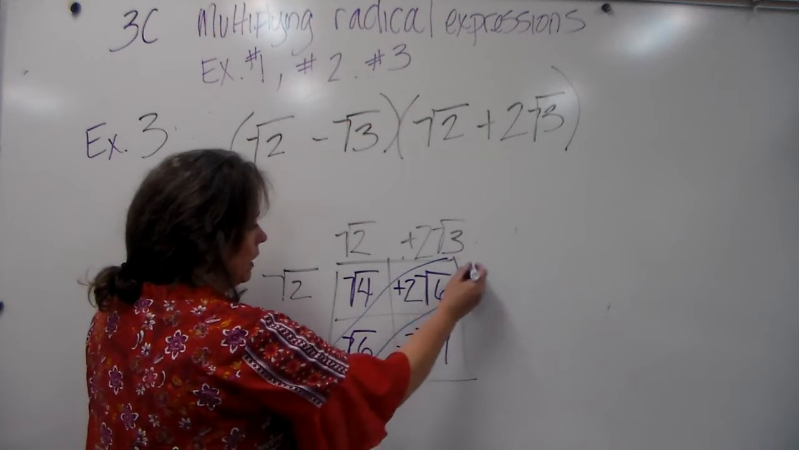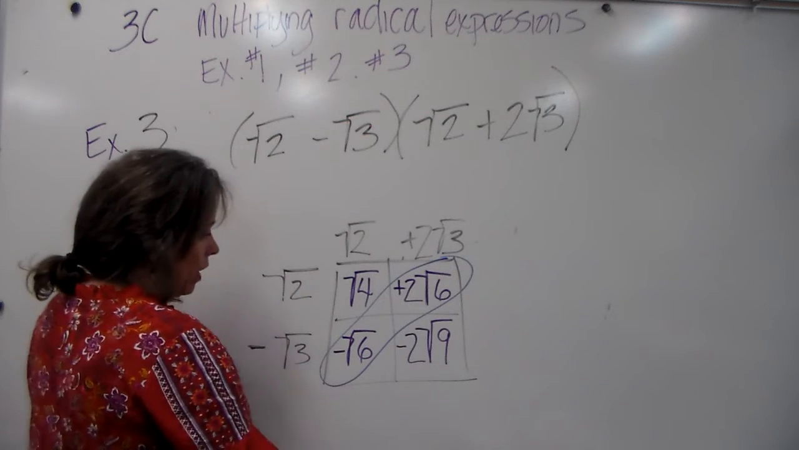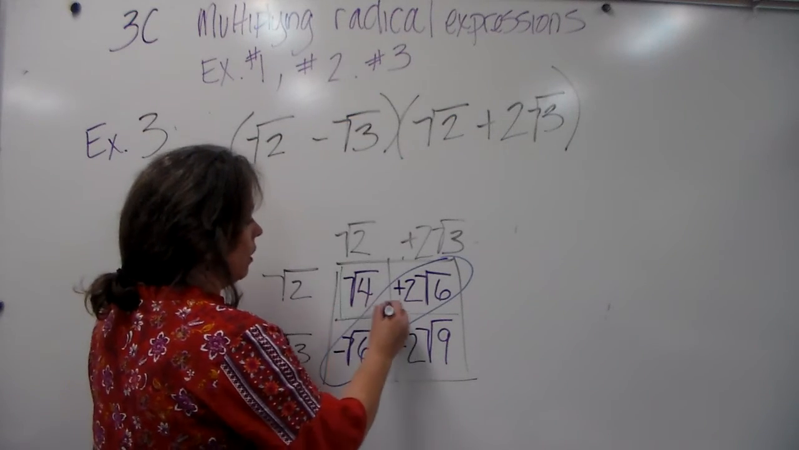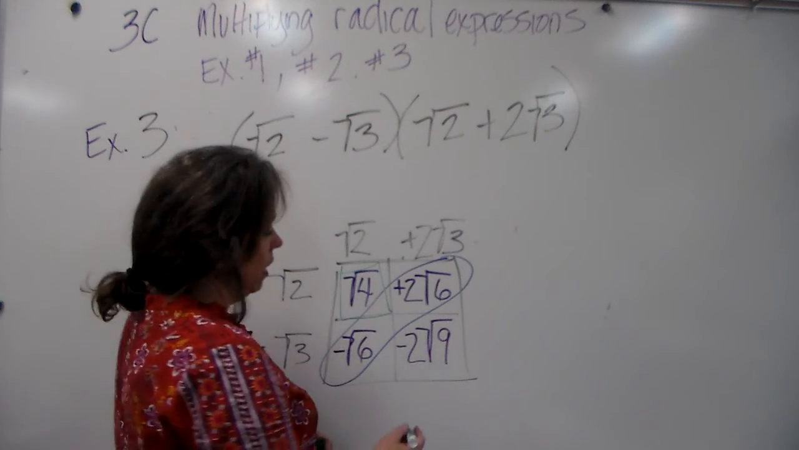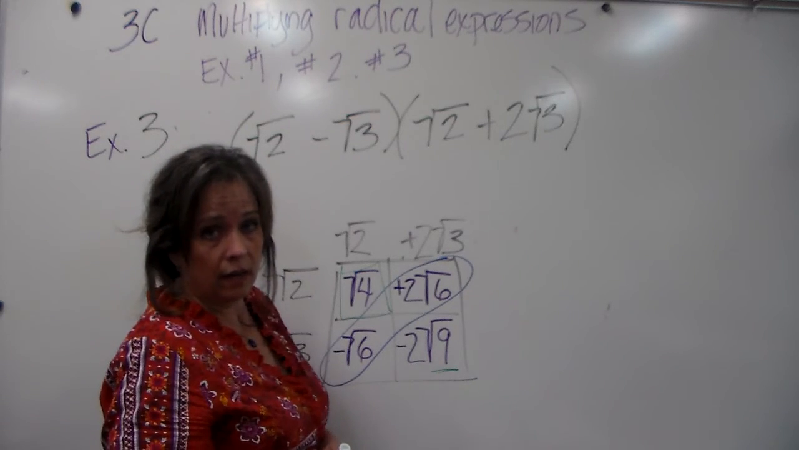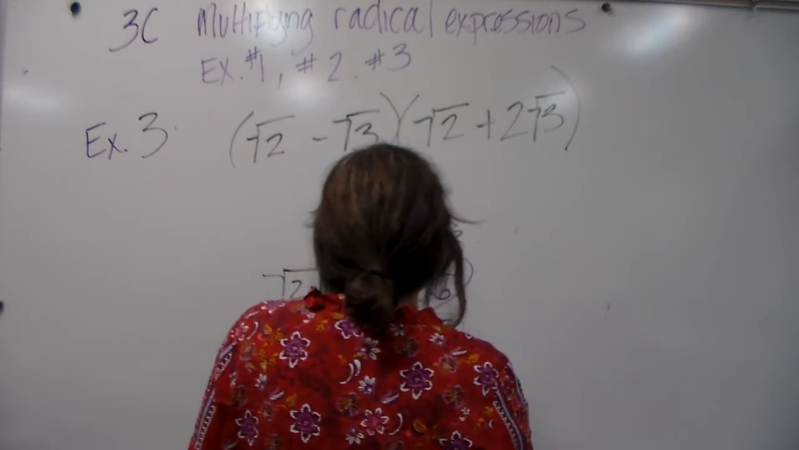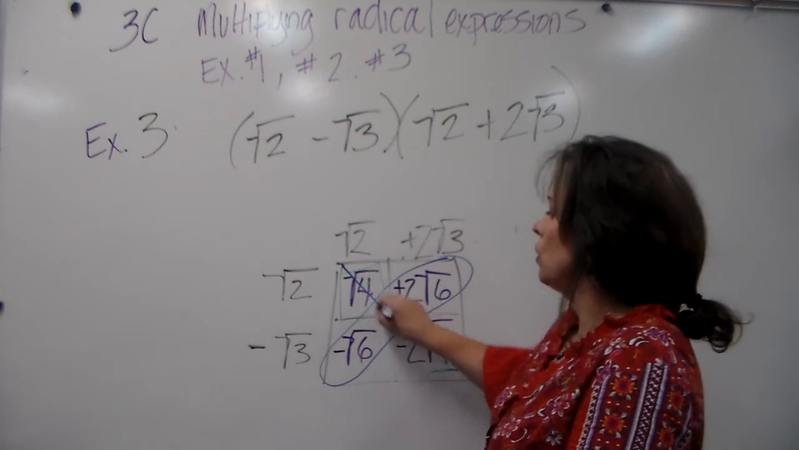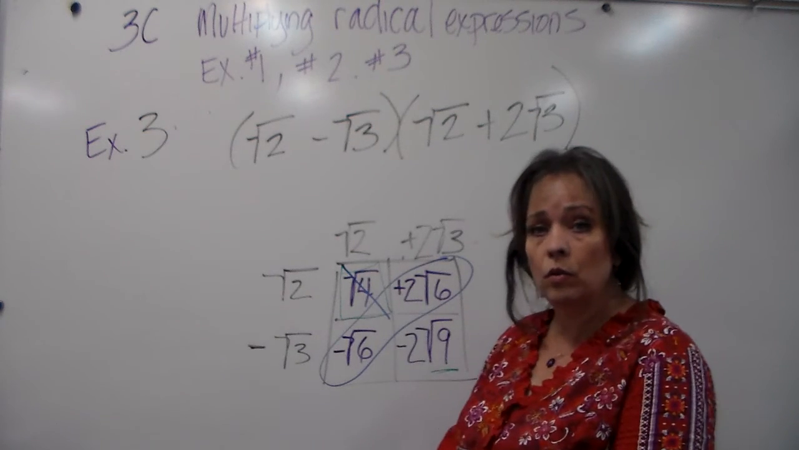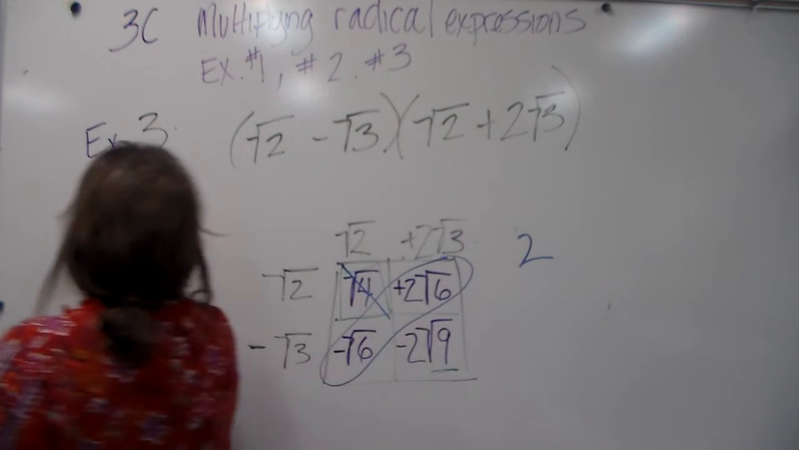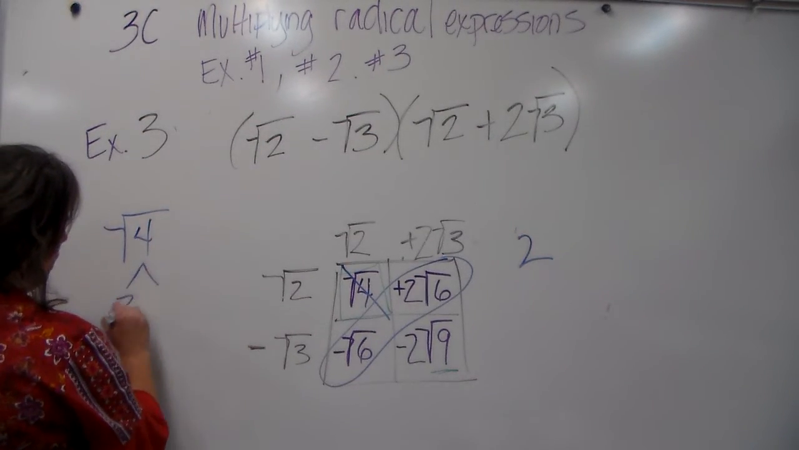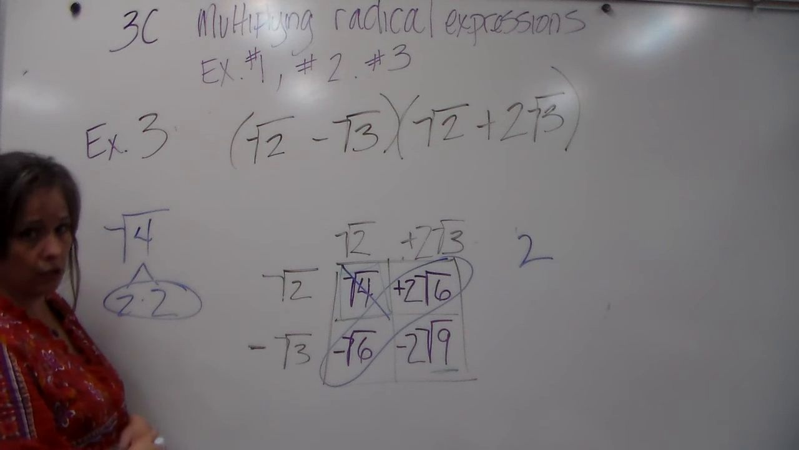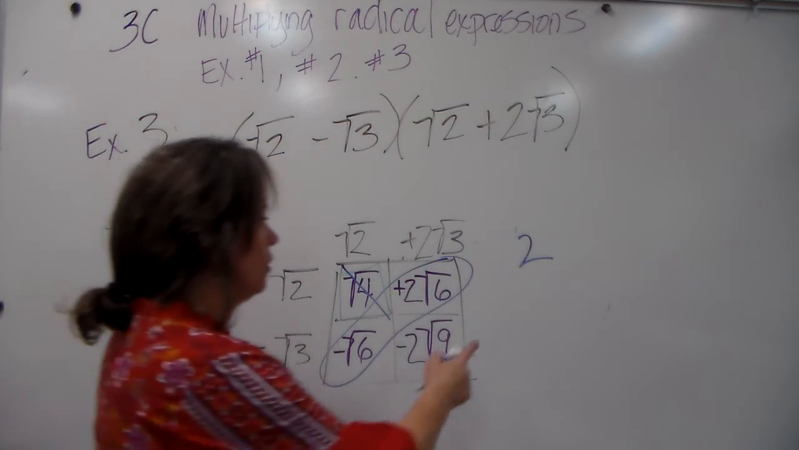We do have root 6 terms that we can combine, but I also want to point out that we've got some perfect squares that we'll simplify. The square root of 4 is a perfect square, and so is the square root of 9. As we bring those out of the box, we want to simplify those terms. So the square root of 4 is going to simplify to 2. You can see that 4 will factor to 2 times 2. We'll have a pair, and that'll solve to 2.